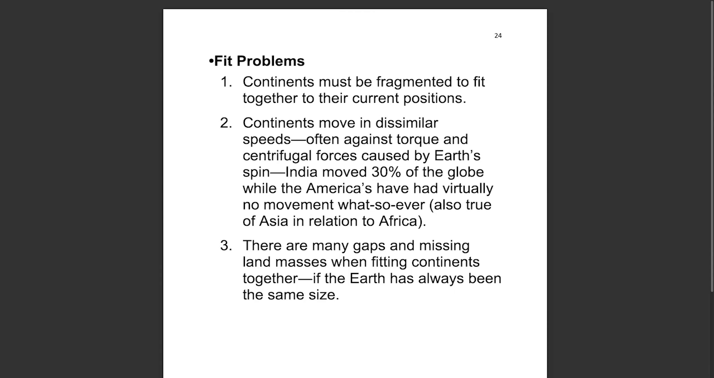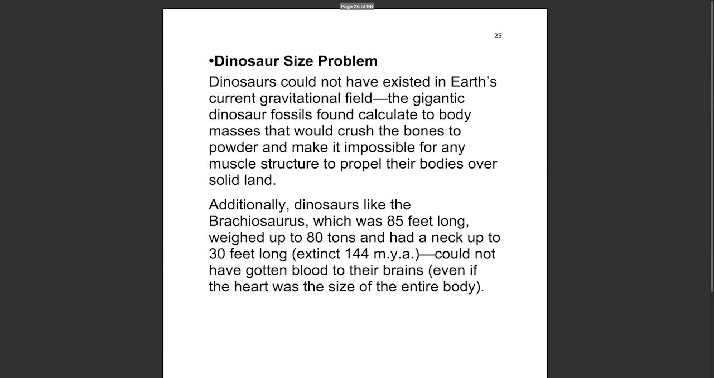Number 3 is that there are many gaps and missing land masses when you fit the continents together if the Earth has always been the same size. You look at the Pangea and it's ludicrous, the way it is on a constant size Earth.